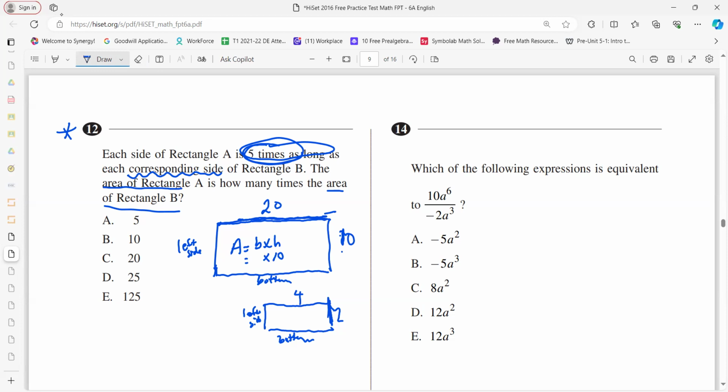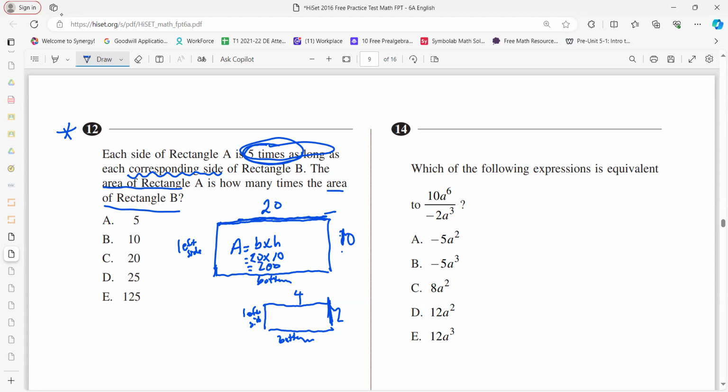The base is really, see, if this top piece is 20, well, the bottom piece is going to be the same length. That's how rectangles work. So the base, sometimes we think of the base as the bottom. So at any rate, it's 20 times 10 is how we find that area. So what is 20 times 10? 200. 200. Yep.